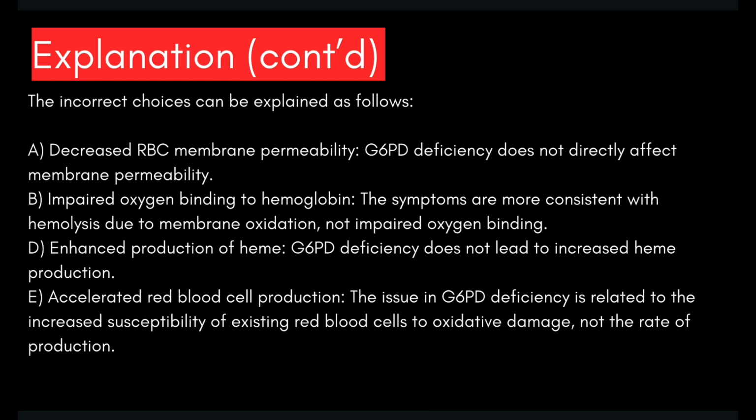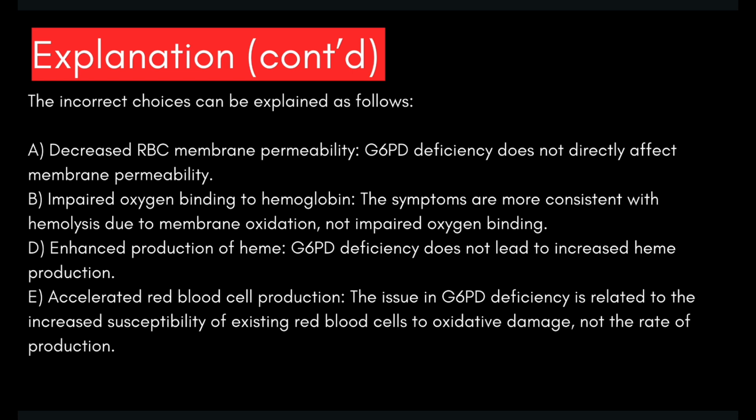The incorrect choices can be explained as follows. A, decreased red blood cell membrane permeability. G6PD deficiency does not directly affect membrane permeability. B, impaired oxygen binding to hemoglobin. The symptoms are more consistent with hemolysis due to membrane oxidation, not impaired oxygen binding.